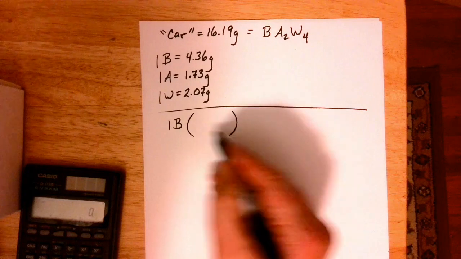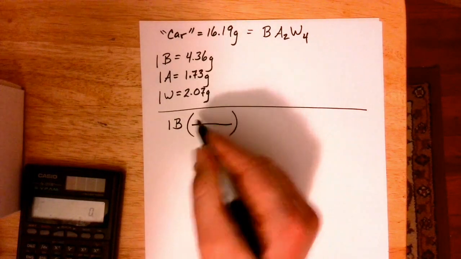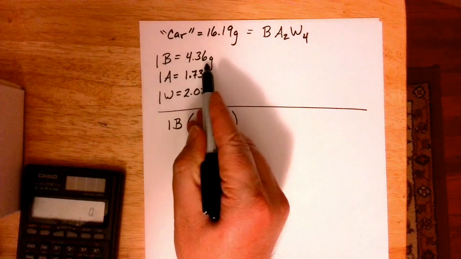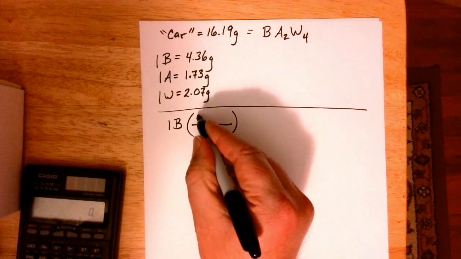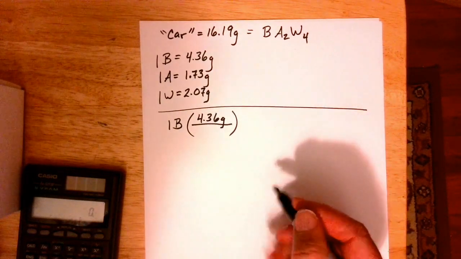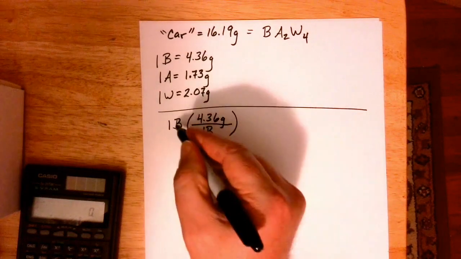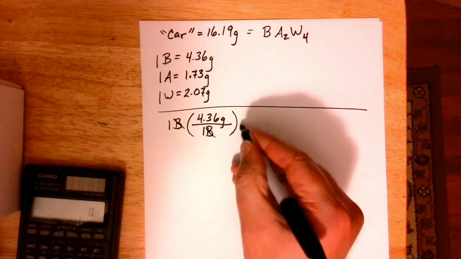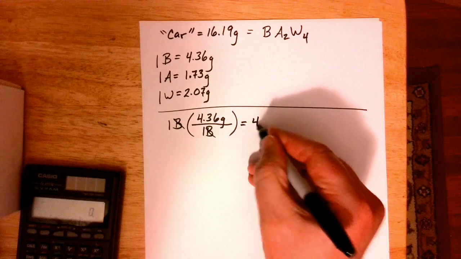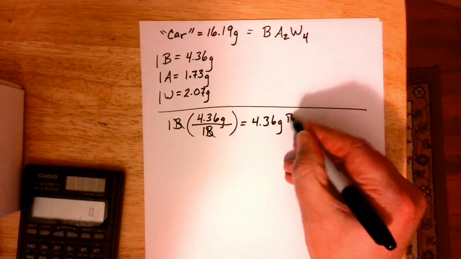So what I'm going to do is open up a set of parentheses, and in order for the body to cancel out and leave me with the mass, I want to put 4.36 grams on top and one body on the bottom. This way the body will cancel out, and you get a mass of 4.36 grams for the body.